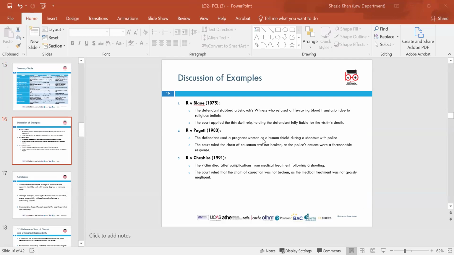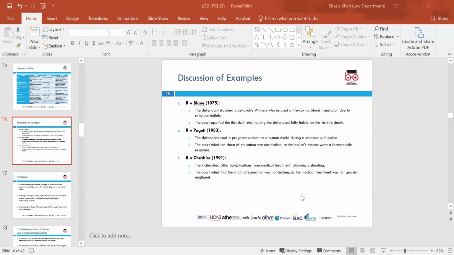So the case of R v Blaue, 1985: the defendant stabbed a Jehovah's Witness who refused a life-saving blood transfusion due to religious beliefs. The court applied the thin skull rule, holding the defendant fully liable for the victim's death. Next case is R v Pagett, 1983. In this case, the defendant used a pregnant woman as a human shield during a shoot-out with police. The court ruled that the chain of causation was not broken as the police's actions were a foreseeable response.